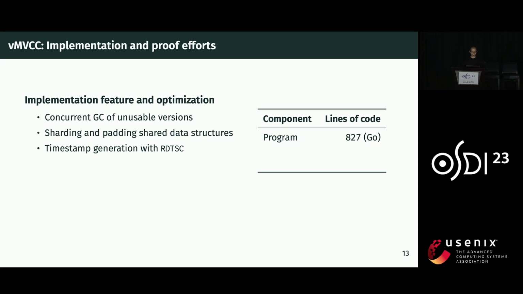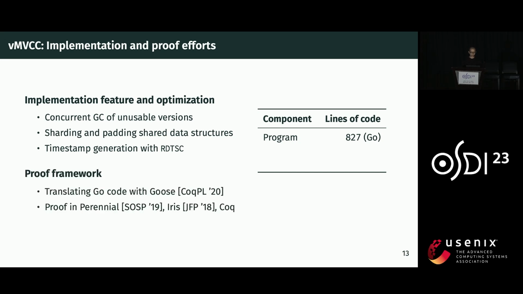So what we verify is not just an abstract MVCC protocol, but a concrete Go implementation that is open source on GitHub and can be used independent of verification. The resulting program is about 800 lines of Go code. On the proof side, we use Goose to import the Go implementation into Perennial and mechanize the proof in Iris and Coq. The spec is 42 lines of Coq, which is much smaller than the program.